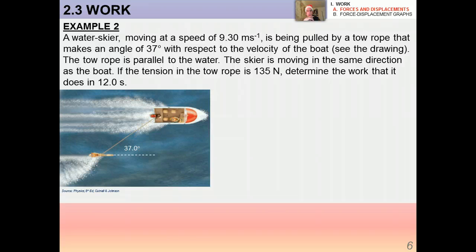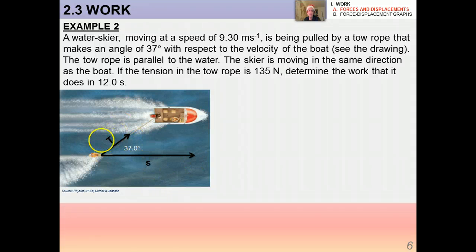Here's an example about a water skier. Go ahead and try this one on your own. Okay, so the water skier is moving. The velocity is parallel to the boat, but there's a force on the tow rope that's actually at an angle of 37 degrees as shown. Okay, determine the work that it does in 12 seconds.